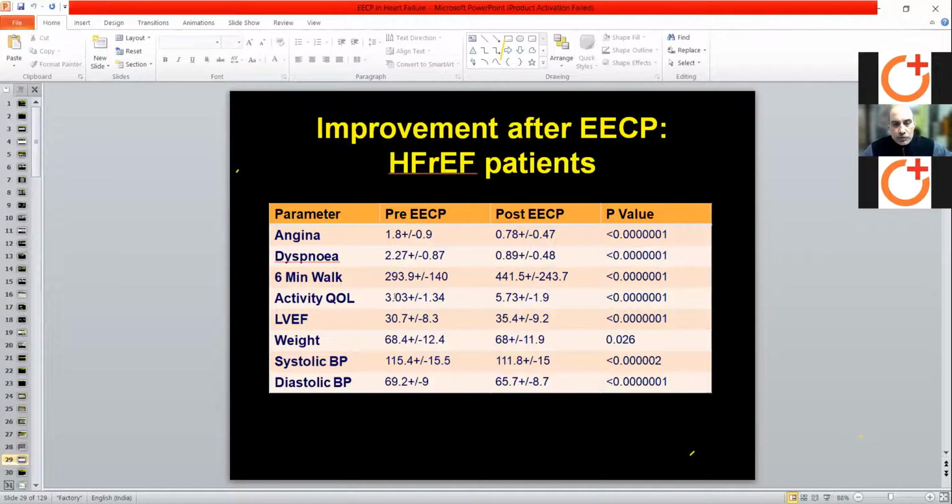Activity score improved from 3 on average to almost 5.7 on an average. Ejection fraction, there was a 5% increase on an average from 30.7 to 35.7, and this was irrespective of ejection fraction bracket, again statistically highly significant. There was half a kilo weight loss, and the systolic and diastolic blood pressure, both of them significantly reduced after the counterpulsation therapy. So these were all markers which were suggestive of improvement in heart failure.